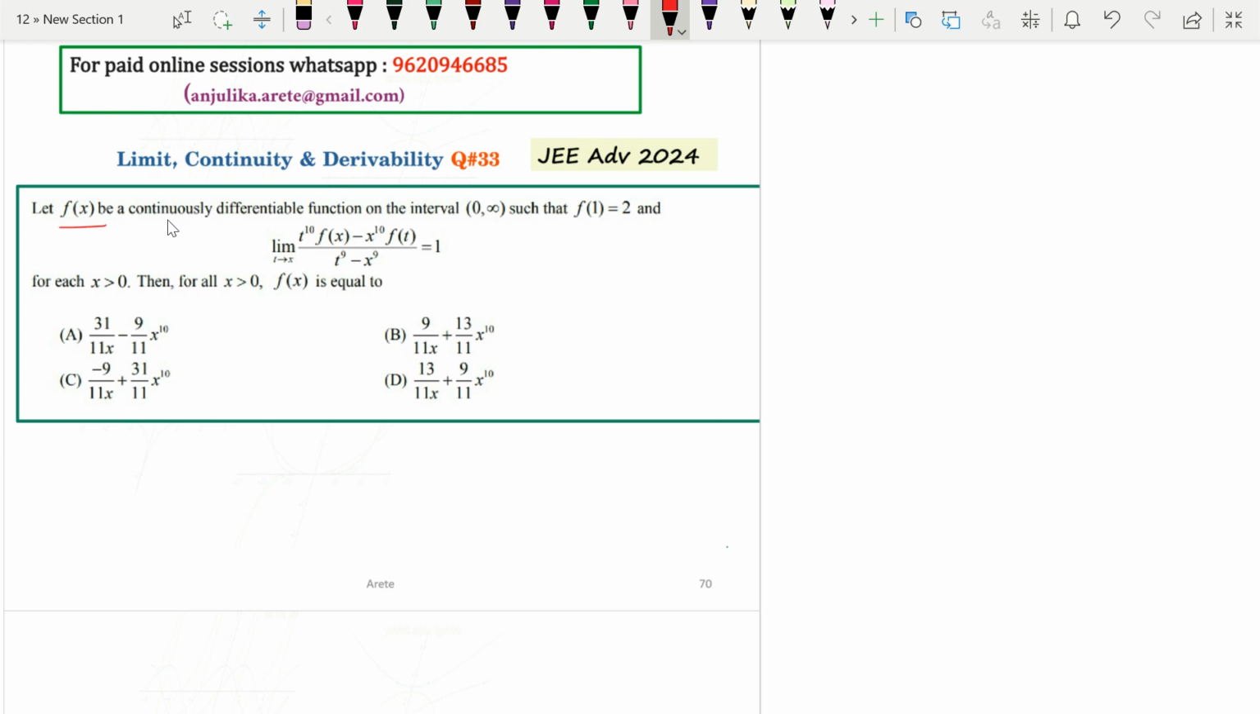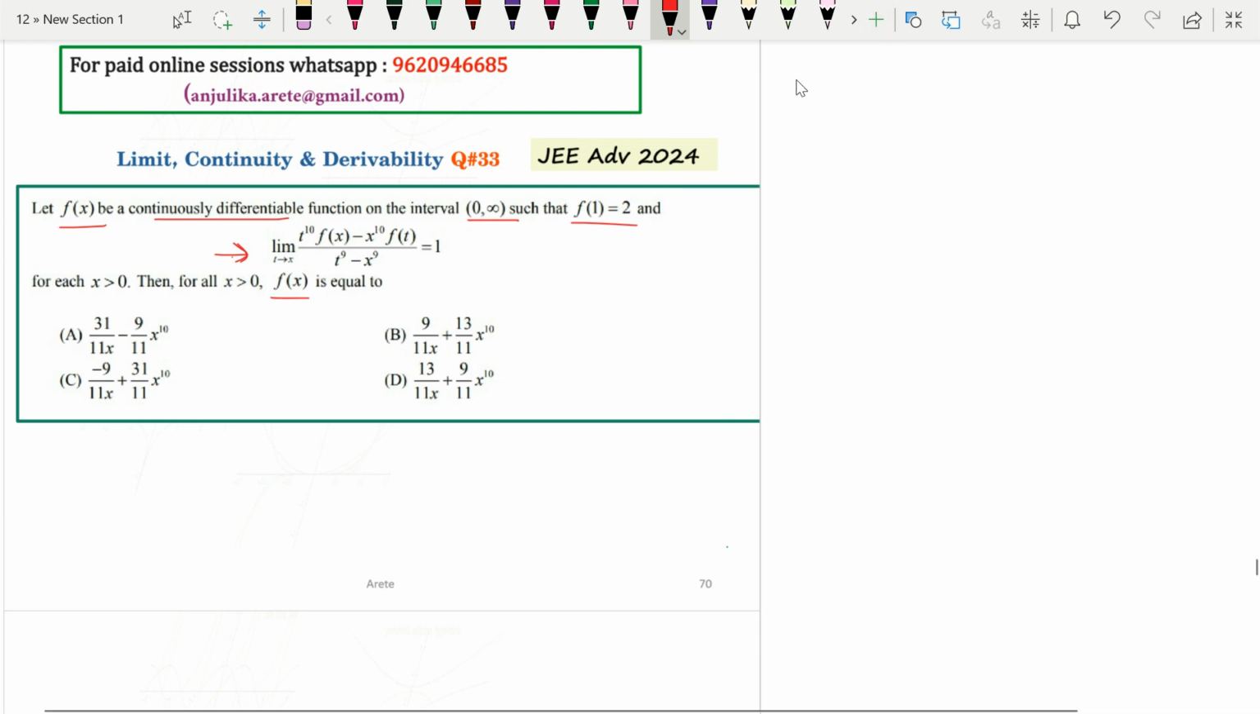The function is given to be continuously differentiable on this interval. This value is given to you and this limit is given to you. What are they looking for? The function. So who is going to give me this function? Of course, this limit. Okay, how? Let's evaluate the limit and see.